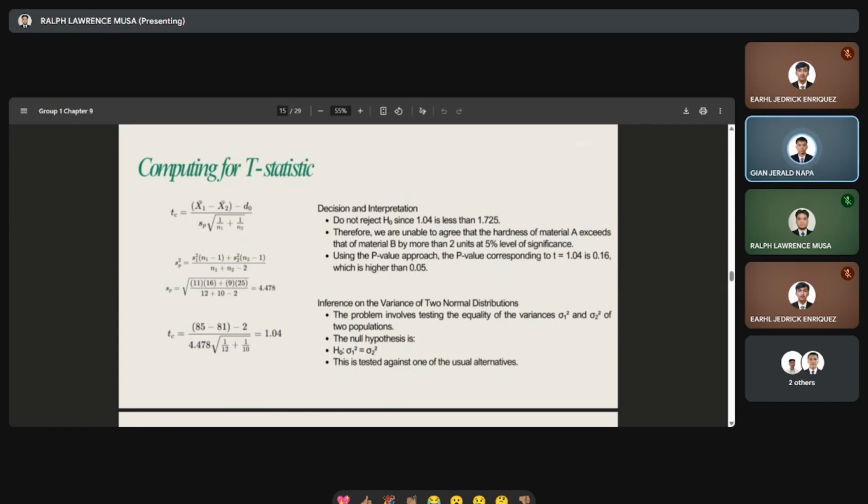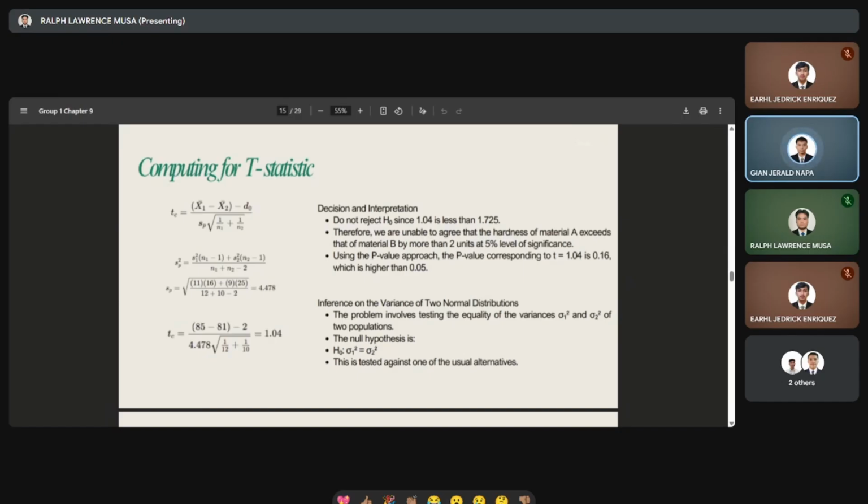Using the p-value approach, the p-value corresponding to T equals 1.04 is 0.16, which is higher than 0.05. So even if we use the p-value approach, we will still reject the null hypothesis.